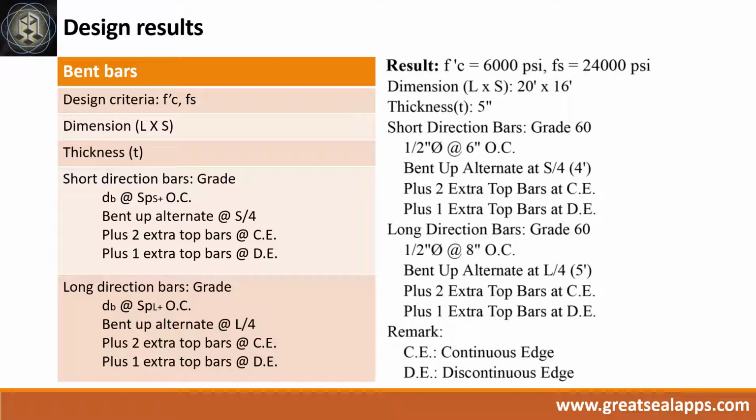Fc prime equals 6000 psi, Fs equals 24,000 psi, dimension is 20 feet by 16 feet, thickness is 5 inches, short direction bars of grade 60, half-inch diameter bar at 6 inches on center, bent up alternate at S/4, plus 2 extra top bars at continuous edge, plus 1 extra top bar at discontinuous edge. Long direction bars of grade 60, half-inch diameter bar at 8 inches on center, bent up alternate at L/4, plus 2 extra top bars at continuous edge, plus 1 extra top bar at discontinuous edge.